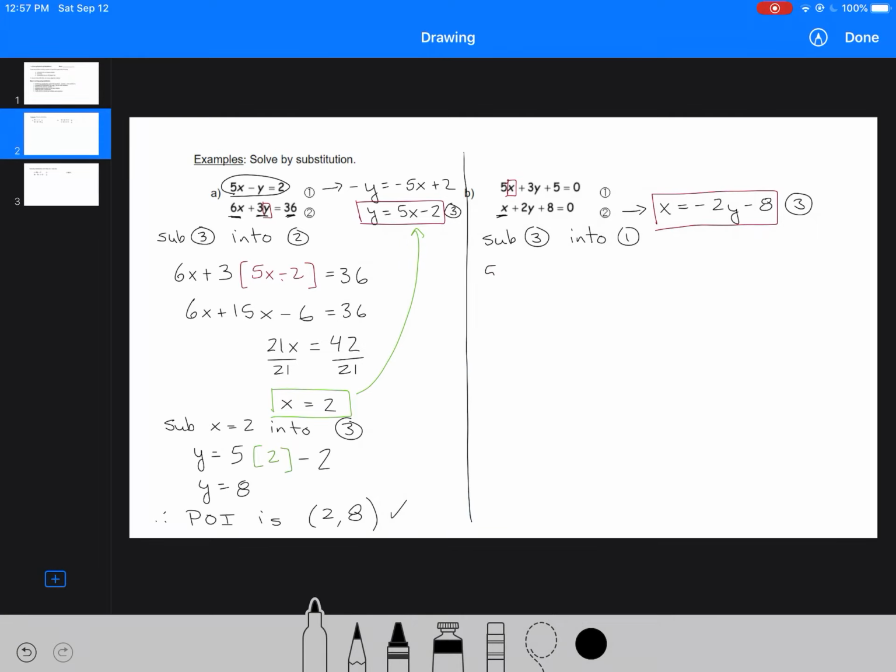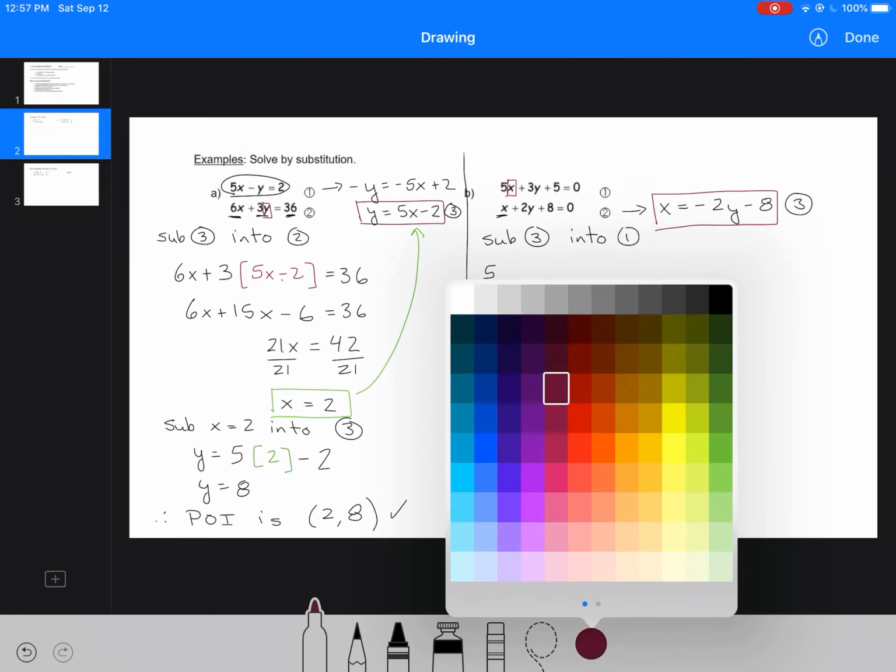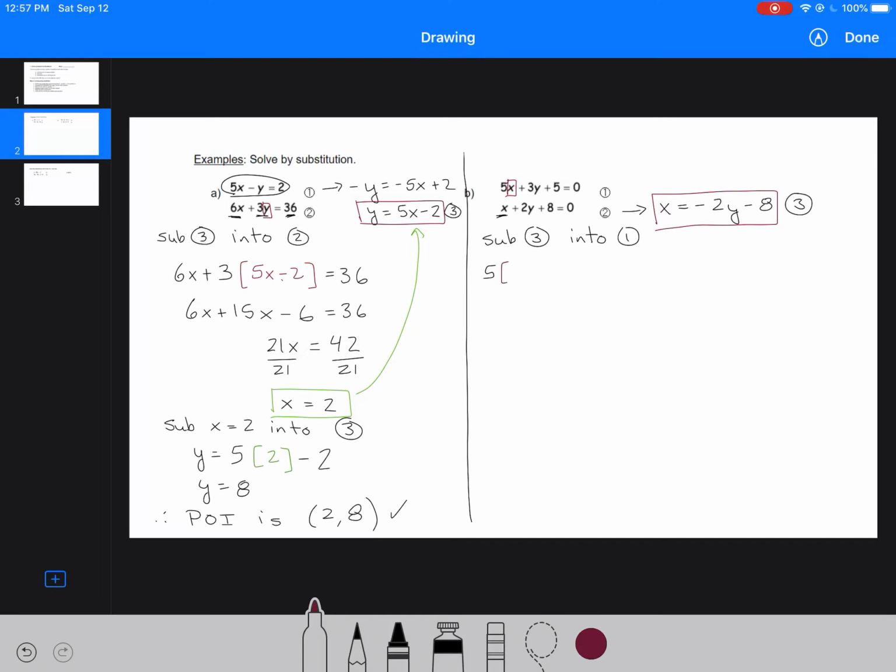So here we go. We've got 5 times minus 2y minus 8 plus 3y plus 5 equals 0. I can expand and simplify in order to get my equation.